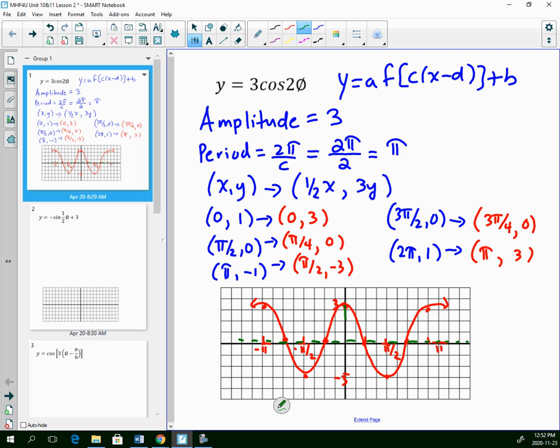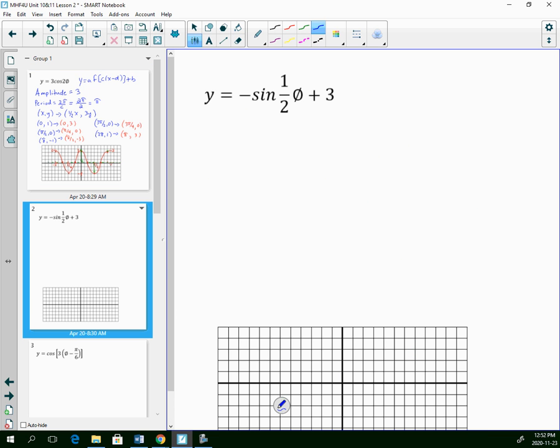So looking at my graph, I can see that the amplitude is 3. So that looks correct. And I can see that I start and end in pi. So that is correct. So my graph looks like the equation indicates. All right. So this one is a sine curve.